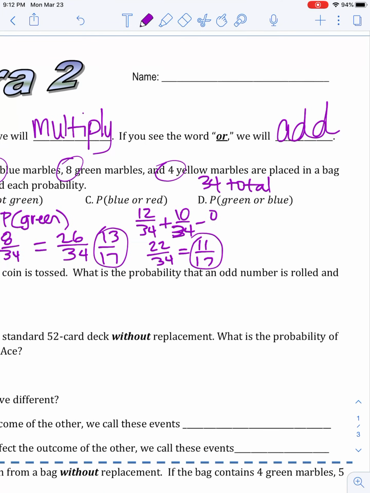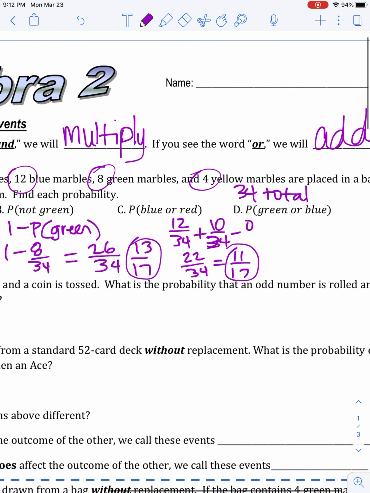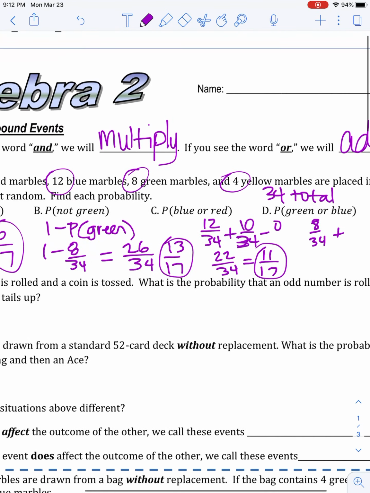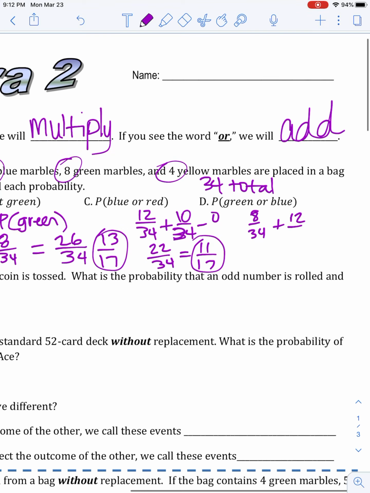All right, last part here is the probability of green or blue. Why don't you pause and try this one, and then go ahead and hit play to check it. All right, let's see how you did on part D. So the probability of green would be 8 out of 34, plus the probability of blue, 12 out of 34, minus 0, because there's no marbles that are green and blue. And when I add here, I get 20 out of 34, which reduces to 10/17.